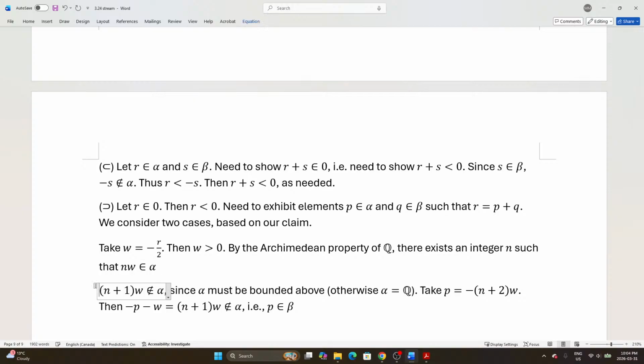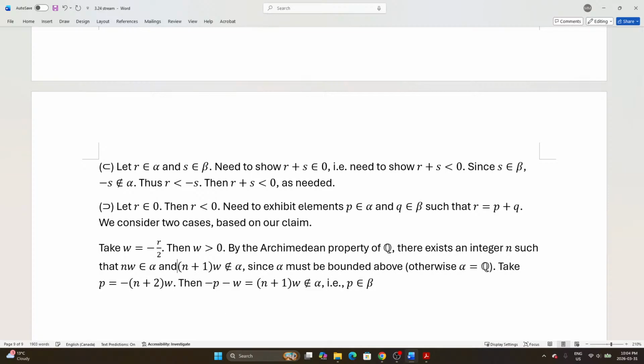nw is in alpha, and that's the critical step: nw is in alpha, and (n plus 1)w is not in alpha. So this n must exist. And now we take p equal to minus (n plus 2)w. So minus p minus w is (n plus 1)w, which is not in alpha. Therefore, p is in beta.